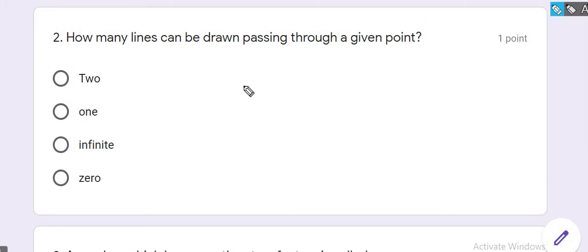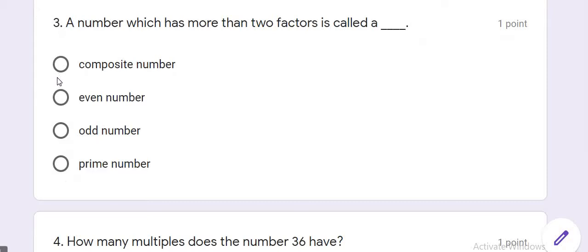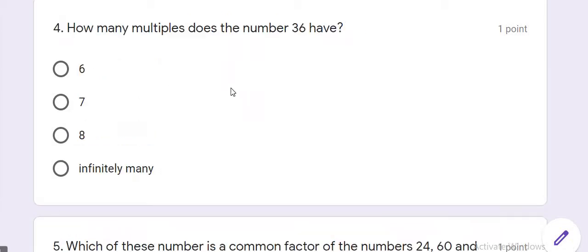Question 2. How many lines can be drawn through a given point? From a single point, infinite lines can be drawn. So the answer is C, infinite. Question 3. A number which has more than two factors is called a composite number. So if a number has factors more than 2, then it is a composite number. If a number has only two factors, then it is called prime number. So A is the correct option.